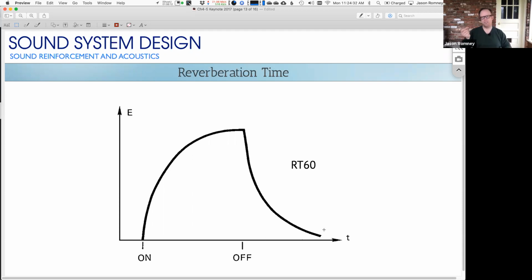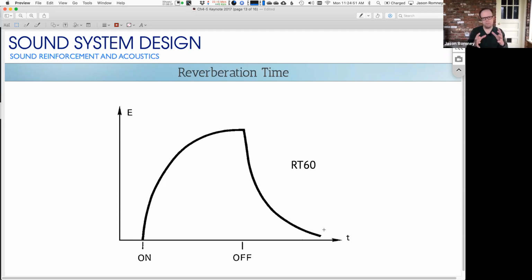And we call it RT60, RT standing for reverberation time, 60 meaning 60 decibels. So we tend to measure it based on how long it took for that sound to decay 60 decibels, because after 60 decibels, we usually don't hear it anymore unless it's a really, really quiet room.